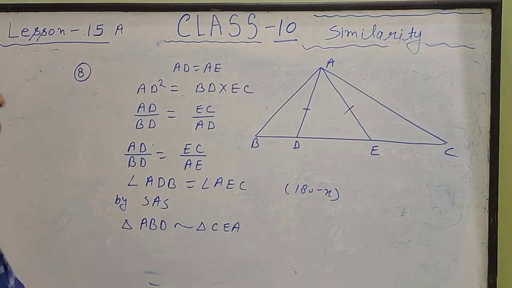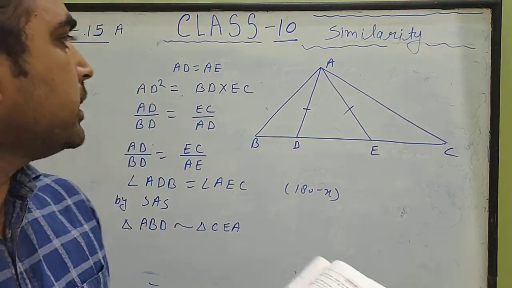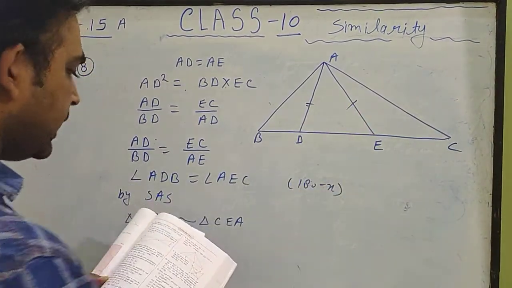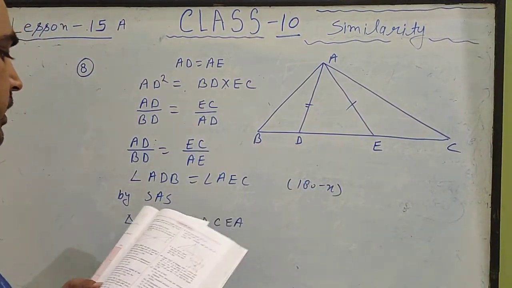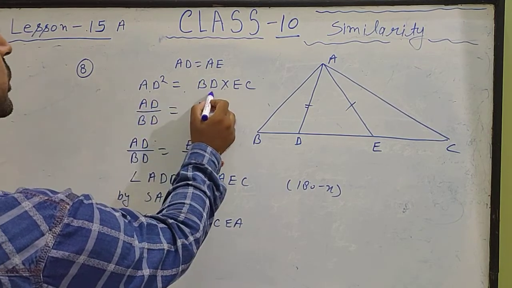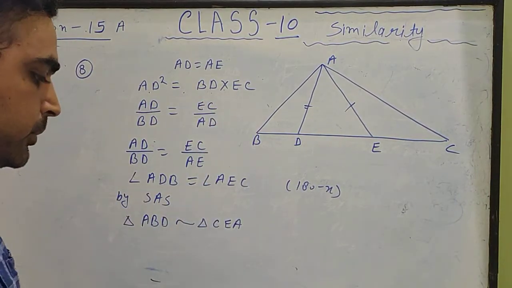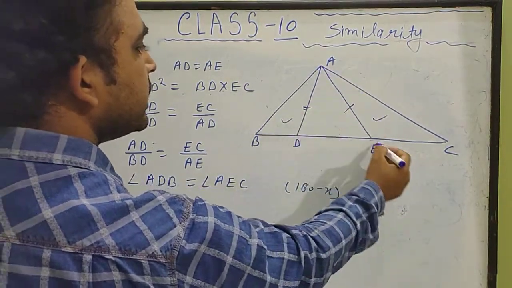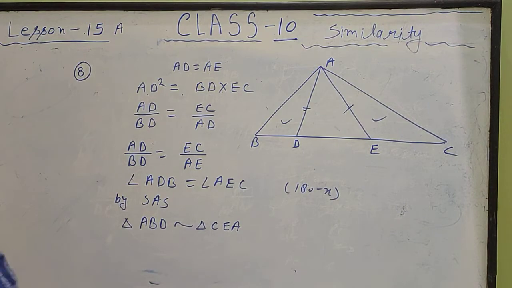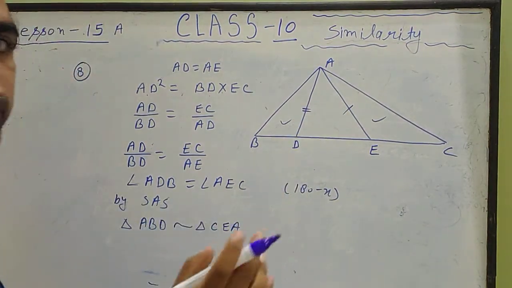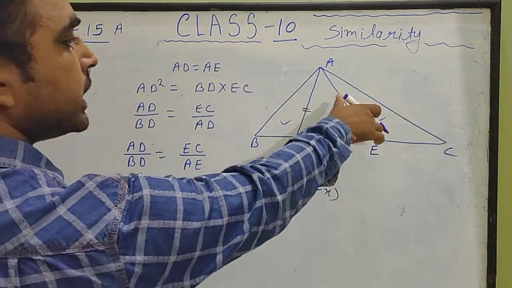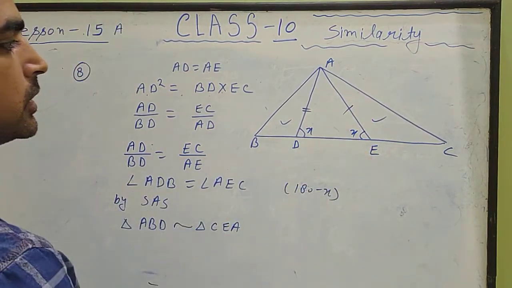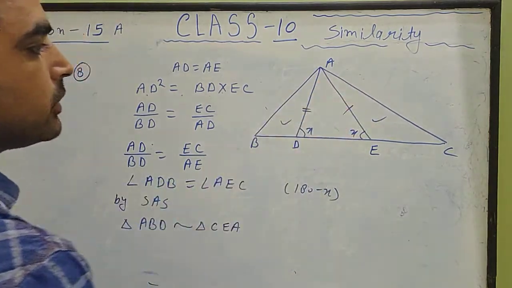Okay, now we solve question number 8. In the given figure, it is given that AD is equal to AE, both sides are equal, and this condition is given: AD square is equal to BD into AC. We have to prove that triangle ADB and triangle AEC are similar to each other. You know the property of an isosceles triangle: if two sides are equal, then their base angles will be equal. Suppose this angle is x and x, both will be equal because both sides are equal.